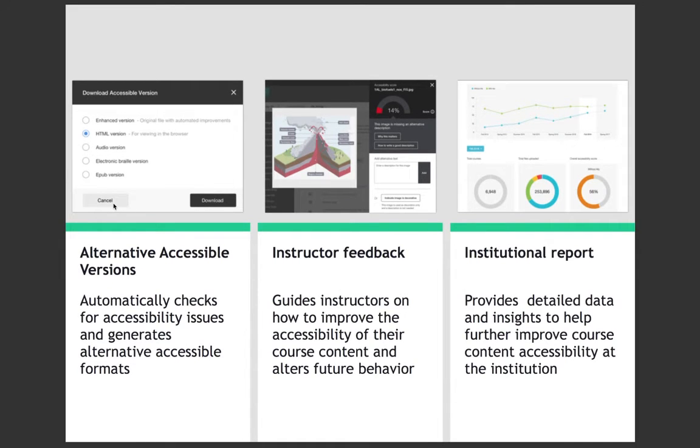Okay, so just summarizing, Ally essentially has three main feature areas. There's the alternative accessible versions that we automatically generate and make available to students as well as instructors within the context of the LMS. There's the instructor feedback, where we provide, again within the context of the LMS, feedback to instructors about how accessible their content is, as well as detailed guidance on how they can fix some of those issues. And then there's the institutional reporting, where we provide that institution-wide overview of how you're doing with regards to the accessibility of your course content.